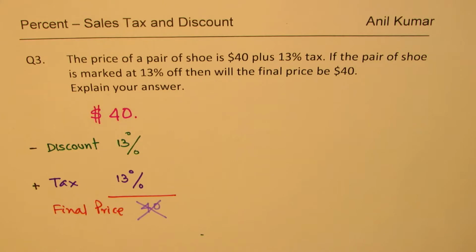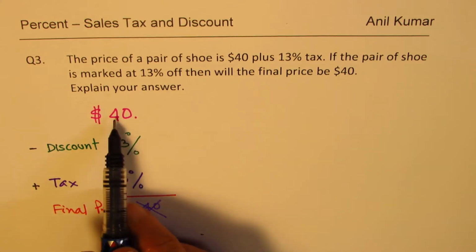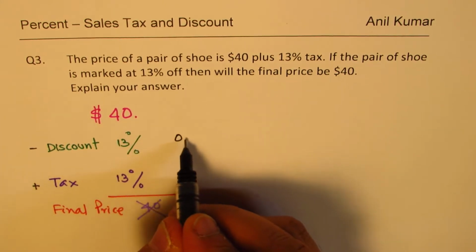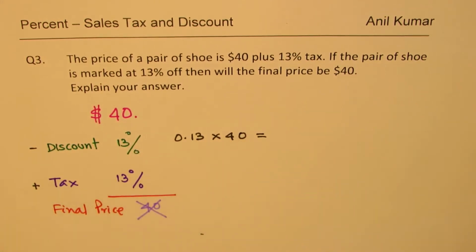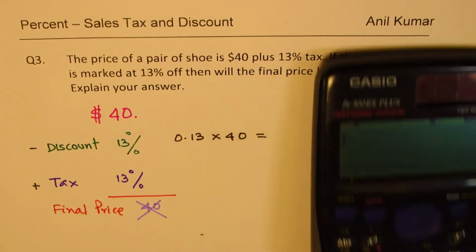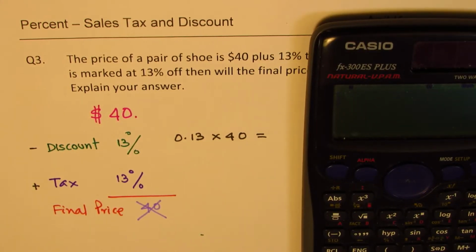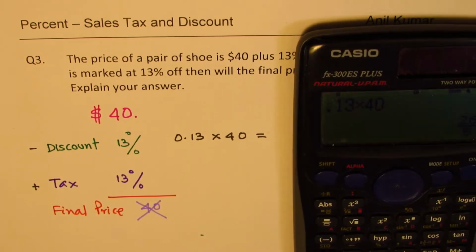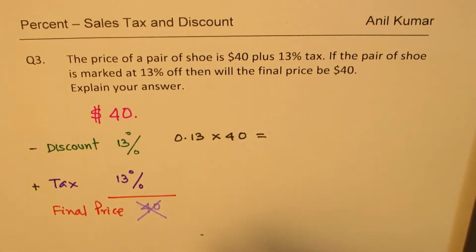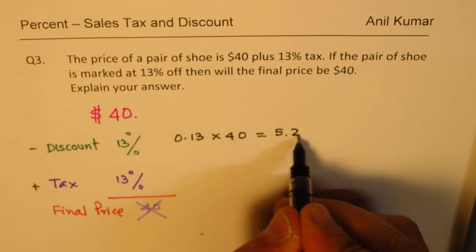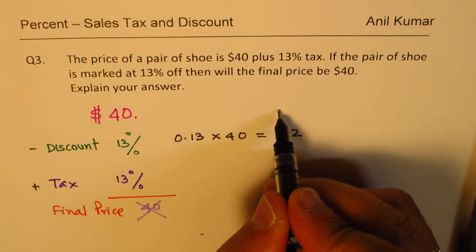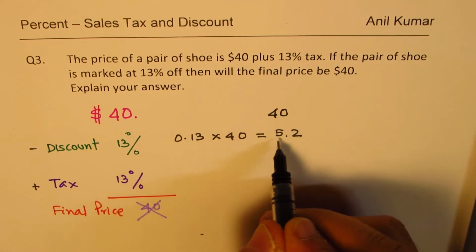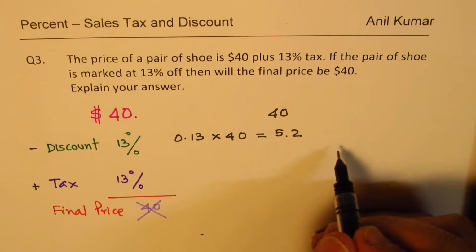So the calculation here is like this. We have to do 13% of 40. That means 0.13 times 40. How much do we get? Let's use the calculator. So 0.13 times 40 is equal to, in decimals, 5.2. That is the discount. Now, if that is the discount and the price is 40, what do we get if we take away the discount?